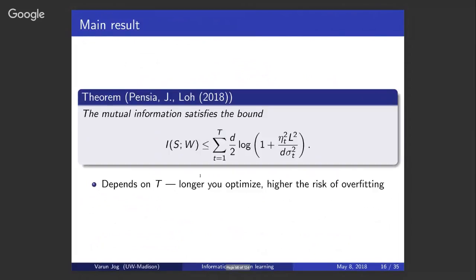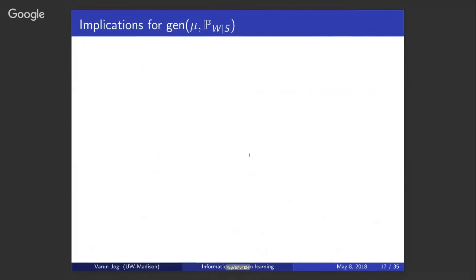Another thing I want to point out is that we have a summation from 1 to T. Again, the origin of the sum is because we are trying to bound mutual information in each step. The quantity that I've written inside the bracket, the d by 2 log of something, is essentially how much information there is in each step. So in T steps, you can have at most this much information. That's how we get the bound on the right.